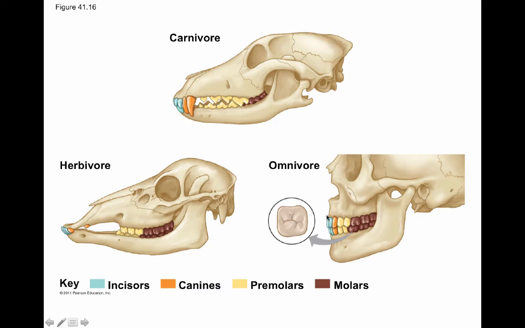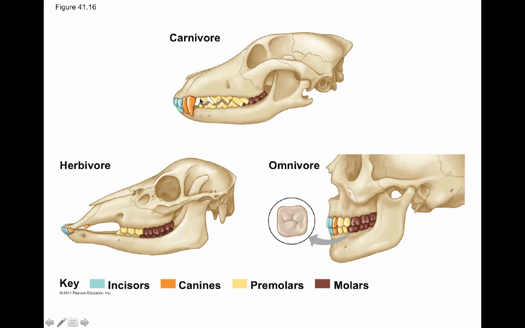So you can see the incisors are these teeth in the front. The herbivore has a prominent set of incisors. Not very big canines on the herbivore, very big canines on a carnivore. This is an omnivore, and you can see it has medium canines and medium incisors. The premolars are going to be very flat in herbivores, the same with the molars, so they'll be flat for grinding. There's a lot of molars there.